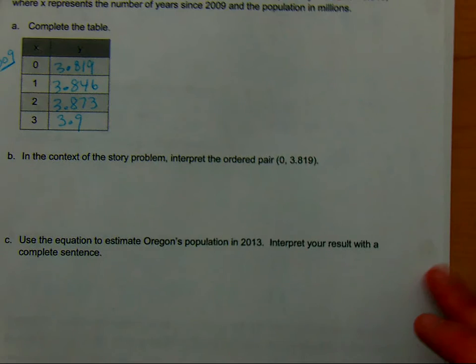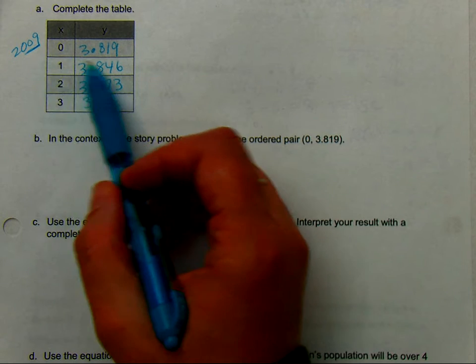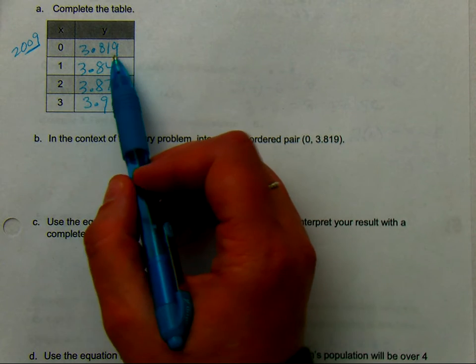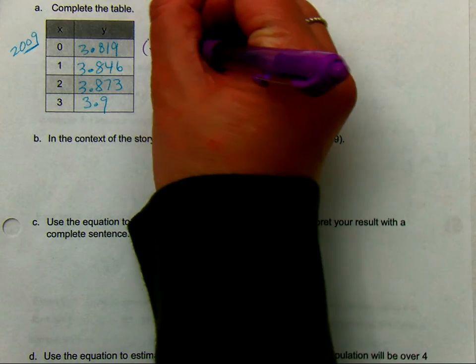And now this comes down to interpreting what is the meaning of these points. So remember I was saying anytime you have x, you have your y value. We call this the starting point or the y-intercept.